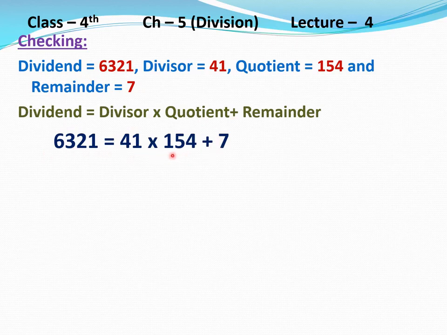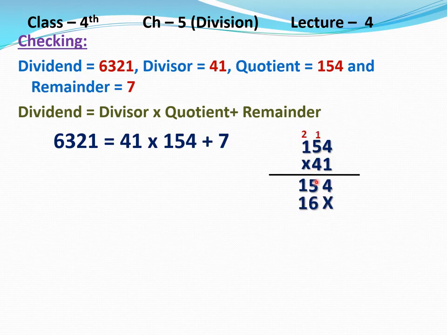First multiply this 154 by 41. Multiply 154 multiply 41. 1 4 is a 4, write 4 here. 1 5 is a 5, write 5 here. 1 1 is a 1, write 1 here. Now put 1 cross here. Now multiply this 154 by 4. See, 4 4 is a 16, write 6 here. And 1 carry. 4 5 is a 20 plus 1, 21, write 1 here. And 2 carry. 4 1 is a 4 plus 2, 6, write 6 here.